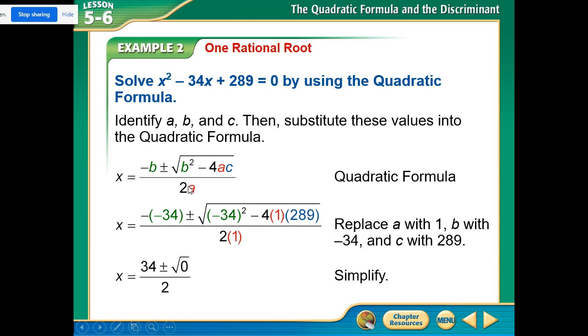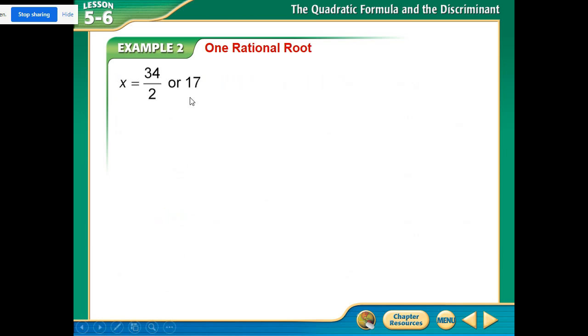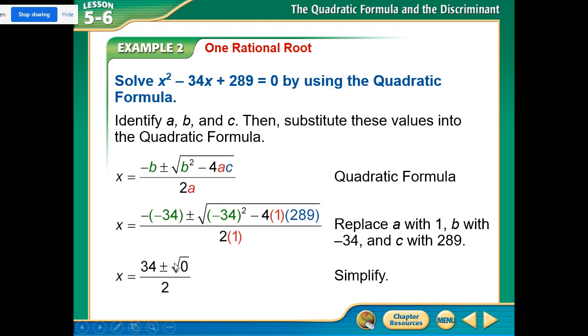So let's look at that other part, 2 times a. A here is 1, so that's 2. And over here is the opposite of b, so it's negative 34, so it's going to be positive 34. So positive 34 plus 0 divided by 2 is 17, and positive 34 minus 0 divided by 2 is also 17. There's only one solution here because this value gave us 0.